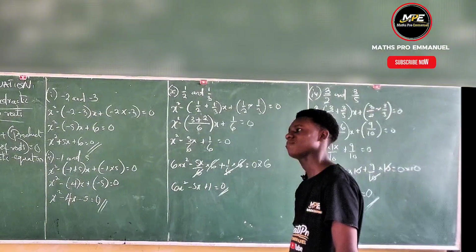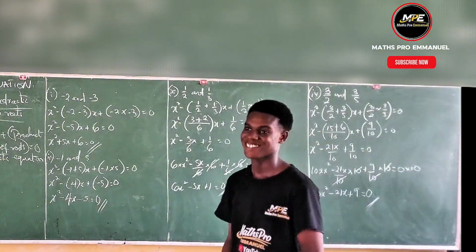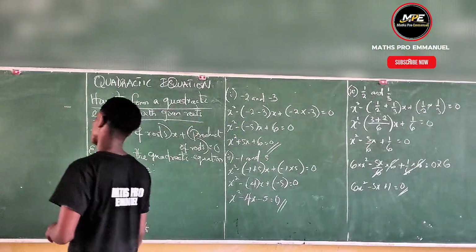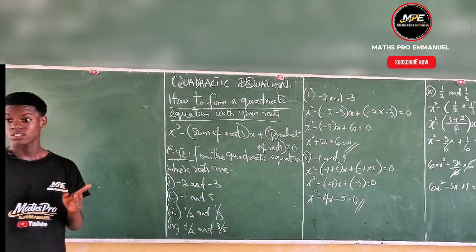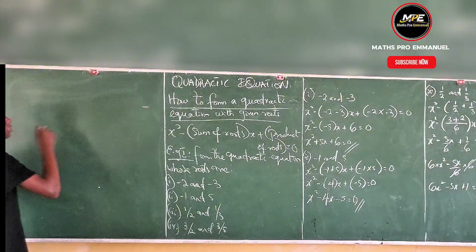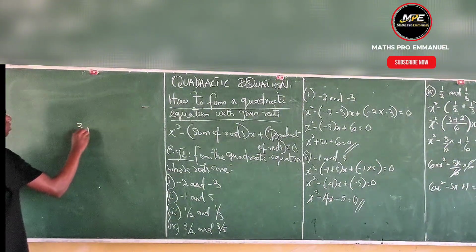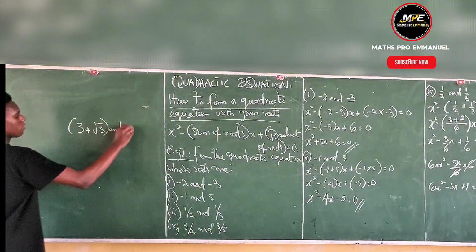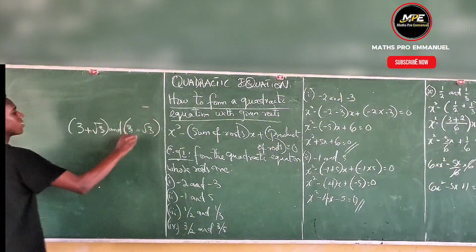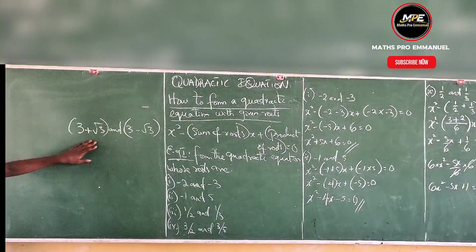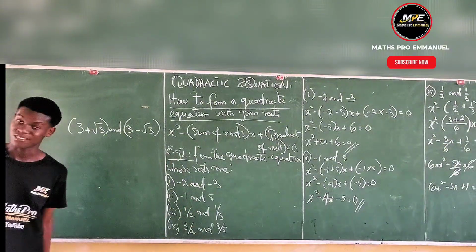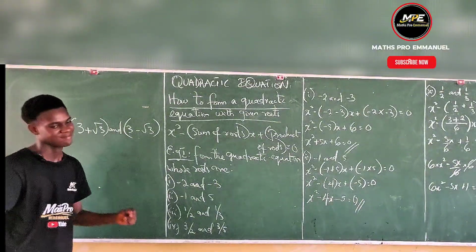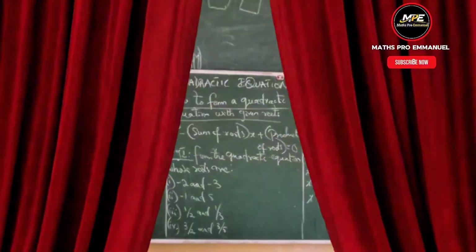So let me just give you a question that you try. This one is very easy. Form the equation with these roots: 3 plus root 3 and 3 minus root 3. For those watching online, form the equation and drop your answers in the comment section. That's it. I'm waiting for your response.